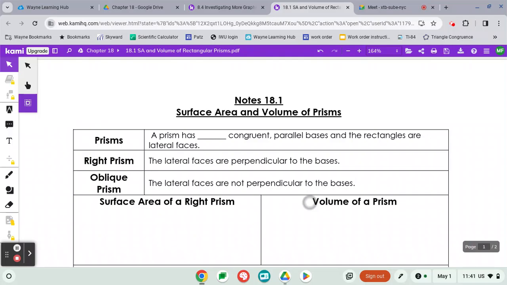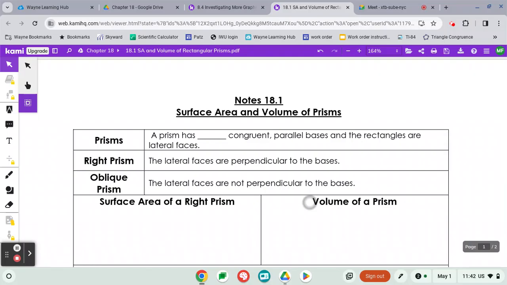Surface area just means, think about all the surfaces. So how many surfaces does this have? 6. There's 1, 2, 3, and then the back, and then the 2 sides, right? So if we take the area of each of those and we add it all up, that is our surface area. Now, how can we figure that out?